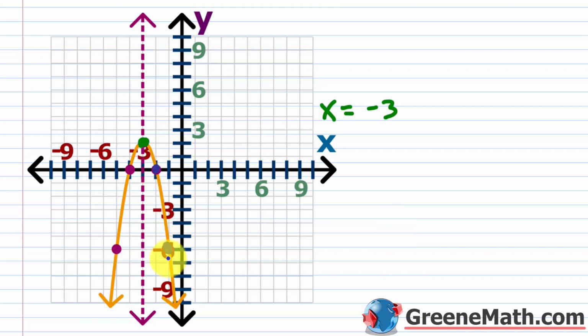Now, once you have these points over here, again, you can reflect them across this axis of symmetry. Again, this is 1 unit away, so this will be 1 unit away. This is 2 units away, so this will be 2 units away. And from that, you can have your graph.